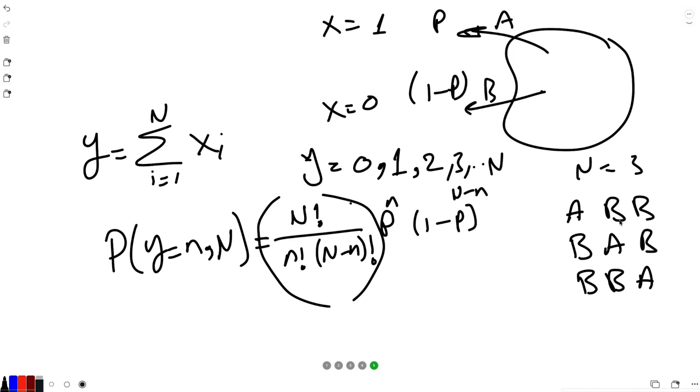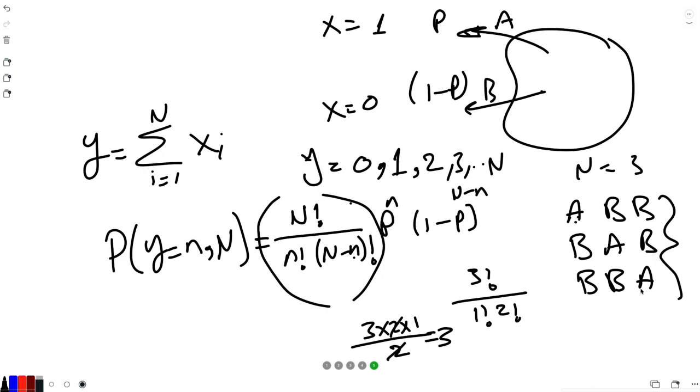So N capital equals 3, so it becomes 3 factorial divided by n small is 1, so it is 1 factorial, times N capital minus n small, which is 3 minus 1, equal to 2, so it becomes times 2 factorial. And 3 factorial is 3 times 2 times 1, divided by 1 factorial, which is 1, divided by 2 factorial, so 2 cancels 2, and the result will be 3. And those are the 3 cases.